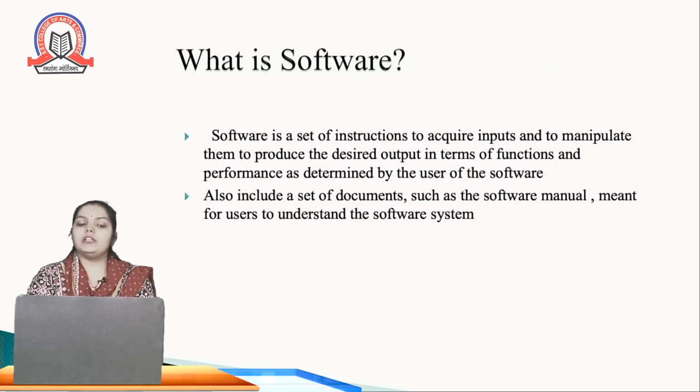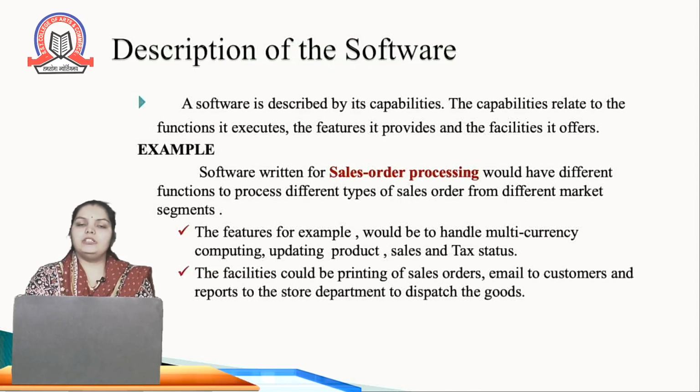Software is nothing but a set of instructions which acquire the input and manipulate it to produce the desired output in terms of the functions and the performance as determined by the user of the software. It also includes a set of documents such as a software manual meant for the user to understand the system. It will give the detailed descriptions about the software.